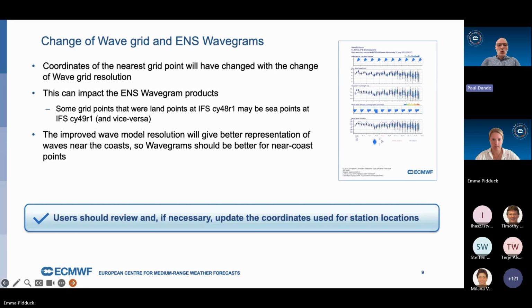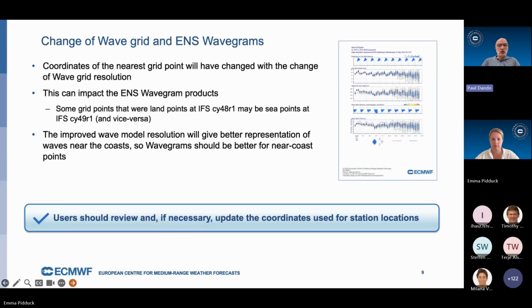And because of that, what you may find is that some grid points which were land points in the current IFS cycle 48R1 data may now be sea points at cycle 49R1, and vice versa. So what you had as a sea point close to the coast at 48R1 may now be on the land, and you will find that some of the parameters just do not show. In the plot on the right, you'll just get a nice straight line.